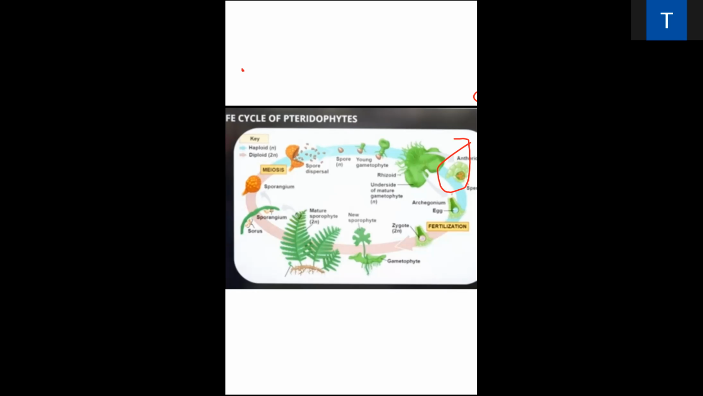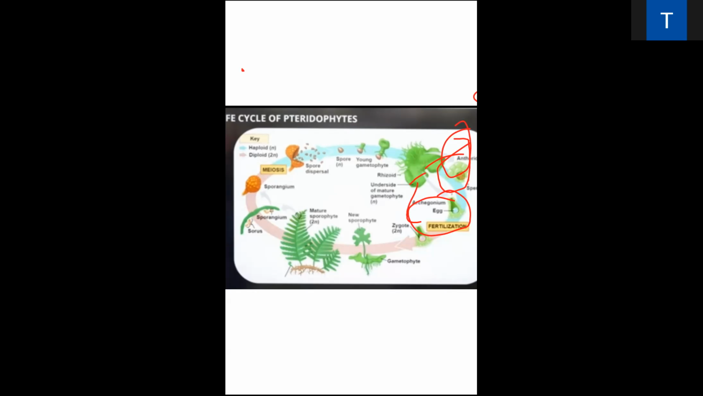When the prothallus develops into male, it is called the antheridium. When the prothallus matures into female, it is called the archegonium. When the prothallus develops into male, it is called the antheridium.